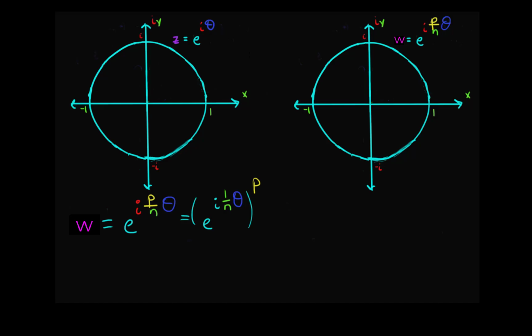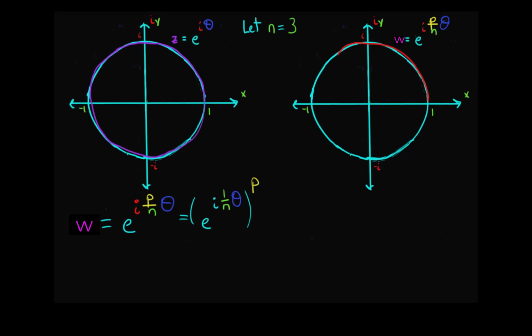And just to see what's going on here, let's make things more concrete by making n equal to 3 again. And now we can just examine the behavior of the function inside the parentheses before we raise the whole thing to the power p. Well, we already know, going once around the unit circle in the domain brings us 1/3 of the way around in the range. Going twice around brings us to the second branch of the function. And going 3 times around will give us the third branch of our function for e to the i times 1/3 theta.